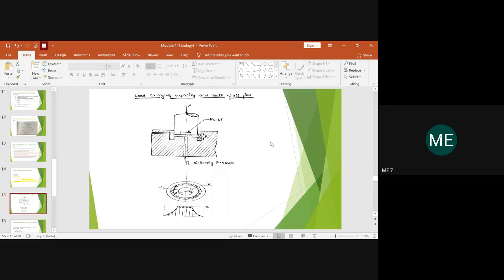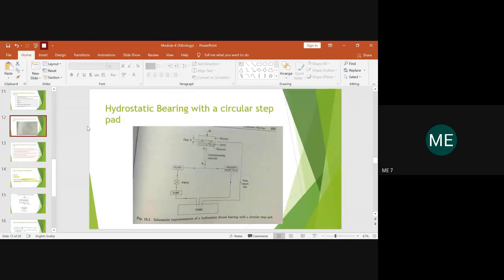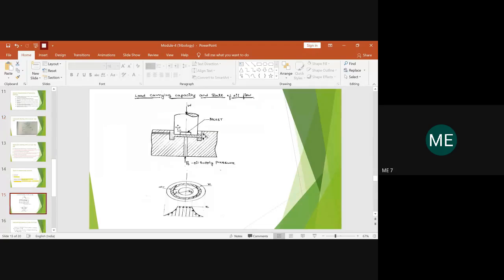Now it is 12:45. I think in tomorrow's class we'll start with this. I'll just explain the sketch. It is the same thing you have studied, but that part has been cut and magnified over here, right? This is the shaft, where the load is acting, and this is the pocket.